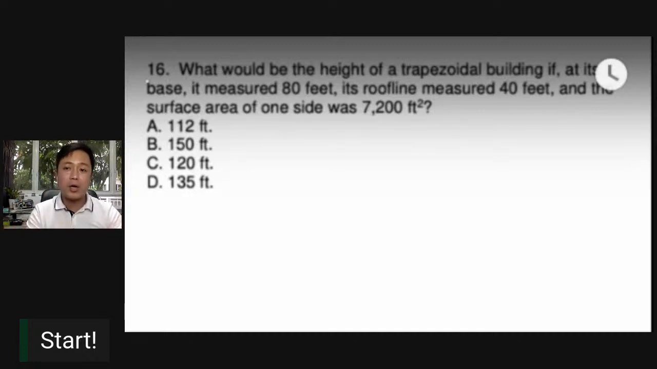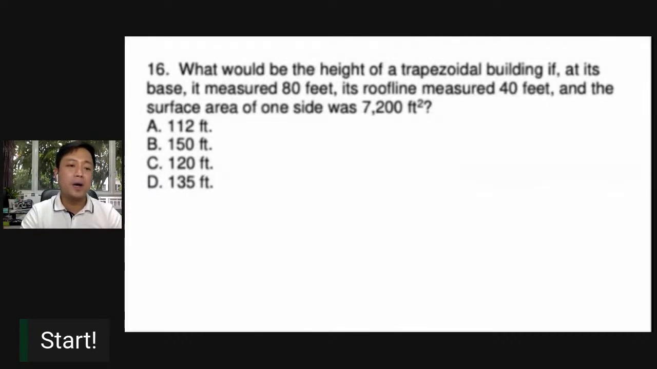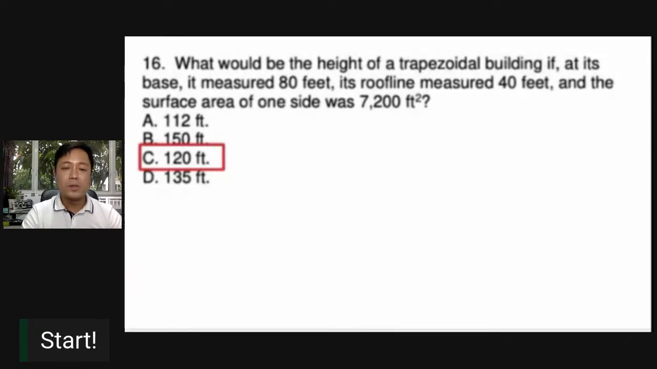So we're talking about the area of a trapezoid here. Can you recall the formula for the area of a trapezoid? The area of a trapezoid is 1/2 times the height times the sum of the two bases, base 1 plus base 2. So the answer to this is 120 feet. Yes, you got it right, Aldrin and Melinda.